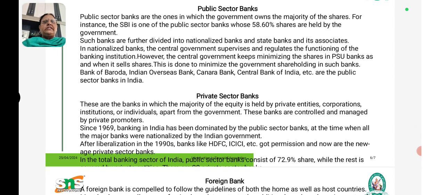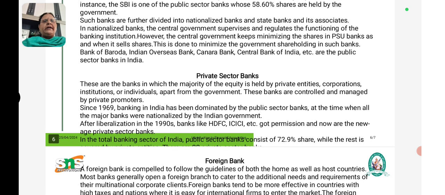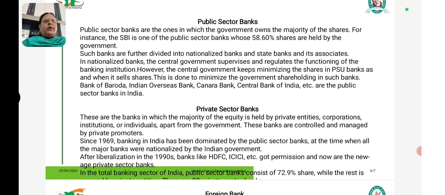Coming to the private sector banks, these are the banks in which the majority of equity is held by private entities, corporations, institutions or individuals apart from the government. These banks are controlled and managed by private promoters. In 1969, banking in India was dominated by public sector banks, at the time when all the banks were nationalized by the Indian government. After liberalization in 1990, banks like HDFC and ICICI got permission, and now there are new-age private sector banks.